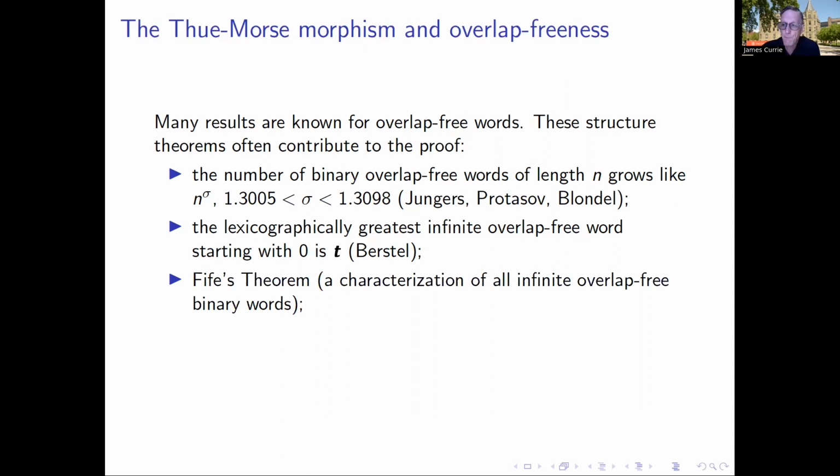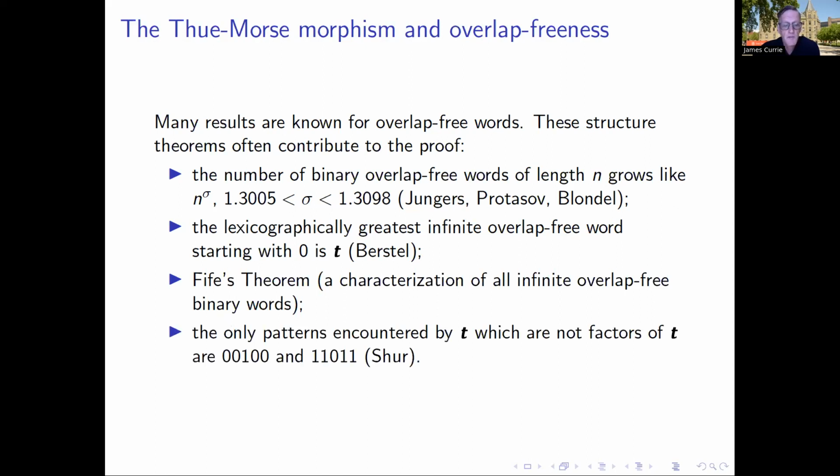Fife's theorem gives a characterization of all the infinite overlap-free binary words. And as a bit of a side note, the only patterns encountered by the Thue-Morse sequence which are not factors of the Thue-Morse sequence are 00100 and its complement. And this result is due to Shur. So here's all sorts of things that are known for the Thue-Morse morphism. So we think, oh, well, known for overlap-free words. So we think overlap-free words are very special.